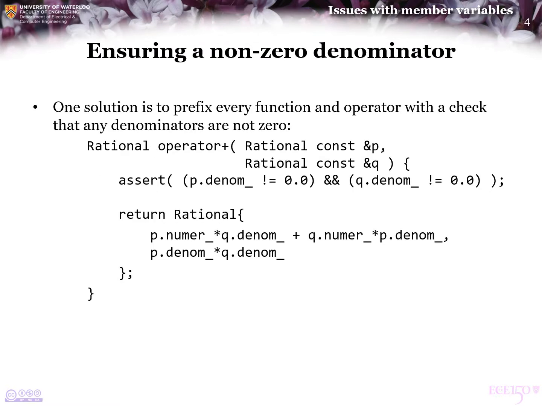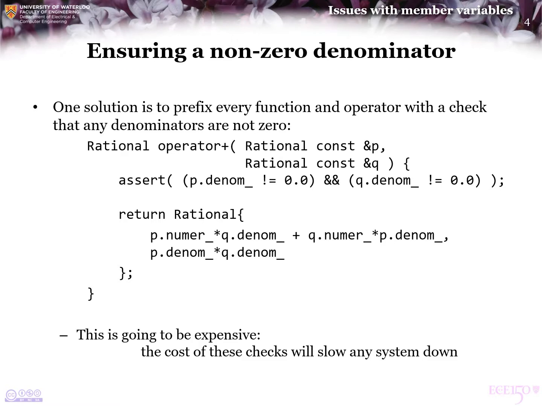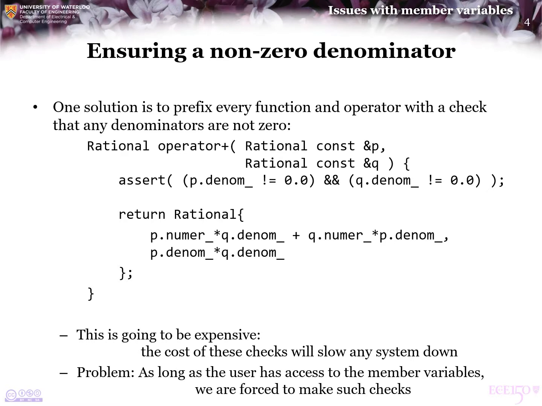One solution is to begin every function and operator with a check to ensure that any denominators are not 0. This is going to be expensive, however, as this check is a good percentage of the runtime of this particular operator. That's going to slow the system down, and on top of that, it's going to punish those users who are indeed using the rational number class correctly. However, the problem is, as long as the users have access to the member variables, we are more or less forced to make such checks.